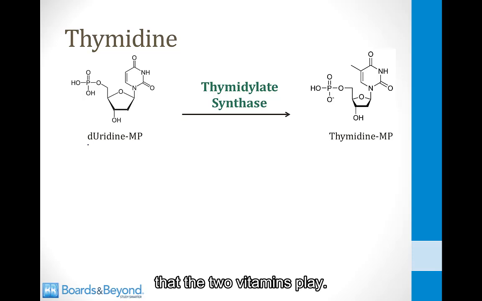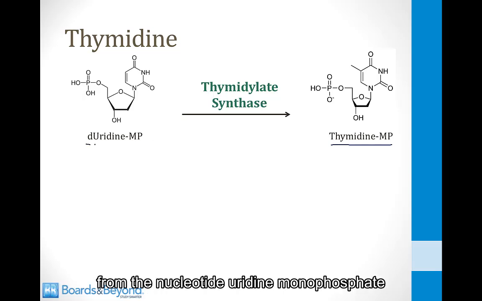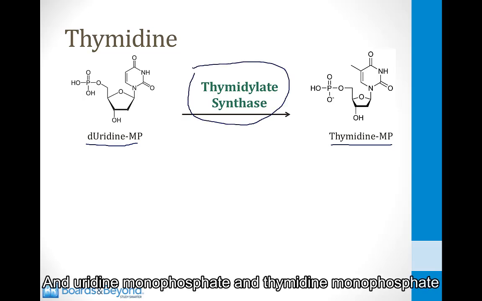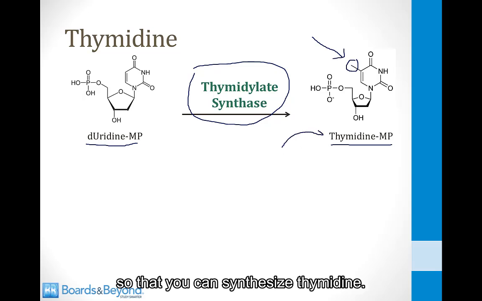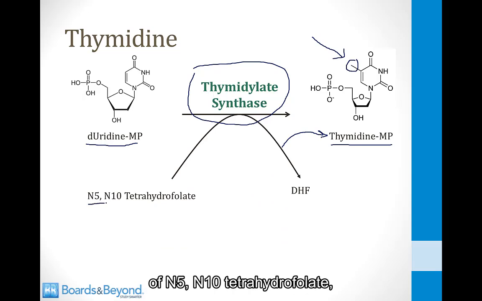So the first thing you should know is that the nucleotide thymidine monophosphate is synthesized from the nucleotide uridine monophosphate via the enzyme thymidylate synthase. And uridine monophosphate and thymidine monophosphate have almost the same structure. The only difference is that there is one extra carbon added to uridine to create a molecule of thymidine. This means that the synthesis pathway is going to involve transferring this one carbon to uridine so that you can synthesize thymidine. That one carbon comes from a molecule of N5-N10 tetrahydrofolate.